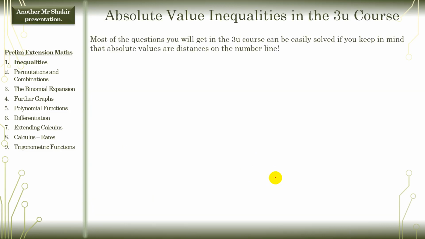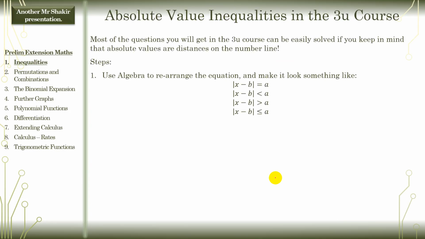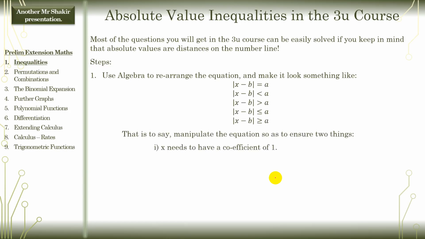Now, in the 3-unit course, you can do most of the questions using the graphical method. It's fairly straightforward. You use algebra to rearrange the equation and make it look something like that. What I mean is you need to manipulate the equation so that x has a coefficient of 1. So if it's 2x, divide both sides by 2, for example. Second, you need to make sure there is a minus sign in between x and whatever numerical value is over there.